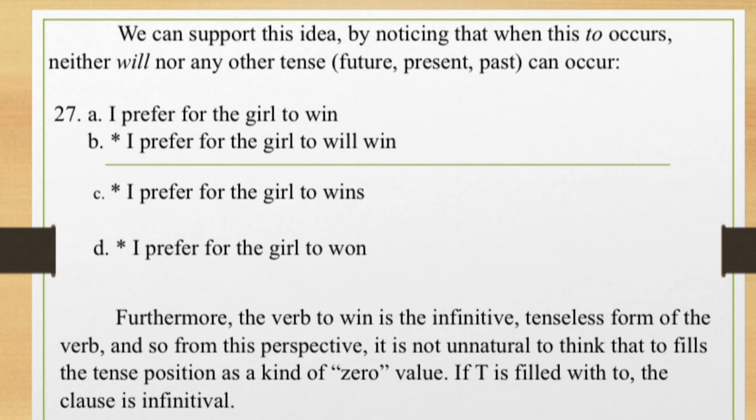Let us now turn to the fact that we label 2 as T. We can support this idea by noticing that when this 2 occurs, neither will nor any other tense, future, present, past can occur. I prefer for the girl to win. I prefer for the girl to will win. I prefer for the girl to wins. I prefer for the girl to won. Furthermore, the verb to win is the infinitive, tenseless form of the verb, and so from this perspective, it is not unnatural to think that 2 fills the tense position as a kind of zero value. If T is filled with 2, the clause is infinitival.